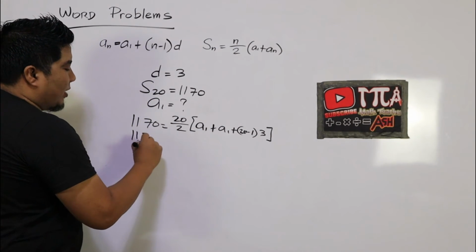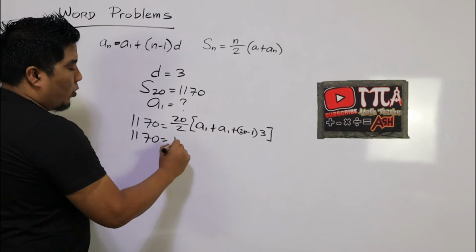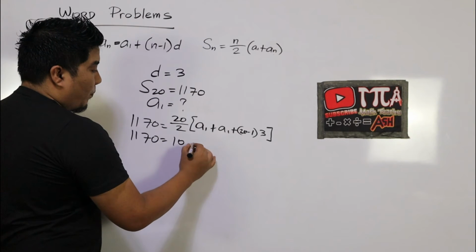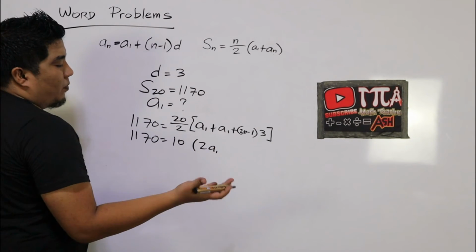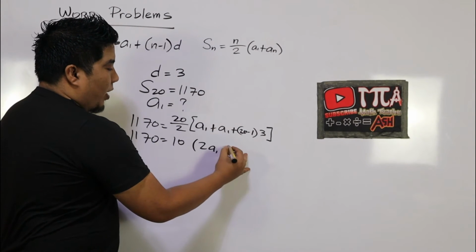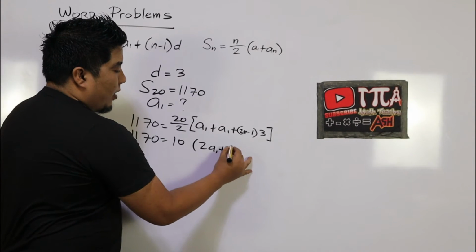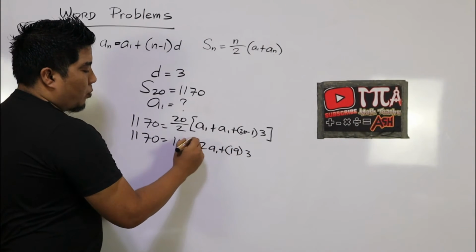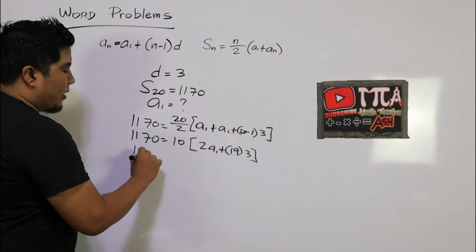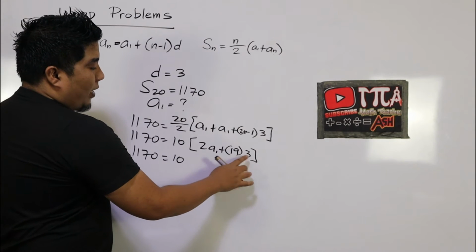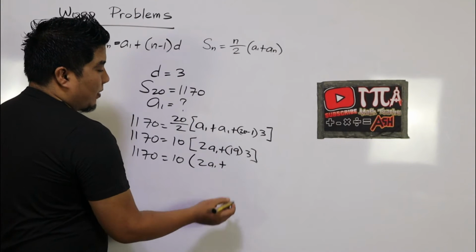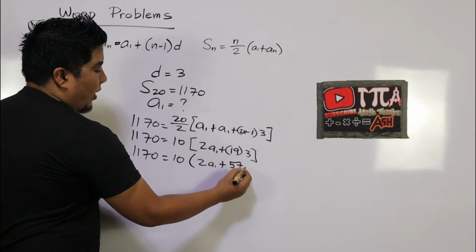So now we only have one variable. So we have 1070 is equal to 20 divided by 2, that is 10, of course. And then a sub 1 plus a sub 1 will give us 2a sub 1, of course, that is algebra. Then 20 minus 1, that is 19, so that will give us 19 times 3. Let's use a bracket here because our inner parenthesis is not yet eliminated. So we have 1070 is equal to 10 times [2a sub 1 plus 19 times 3, that is 57].